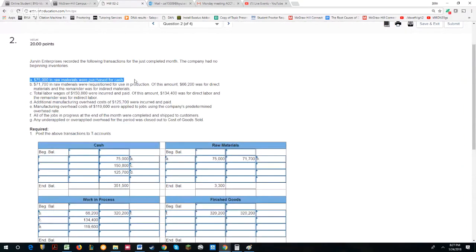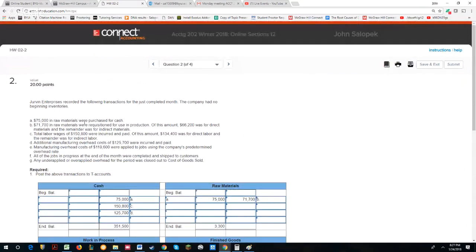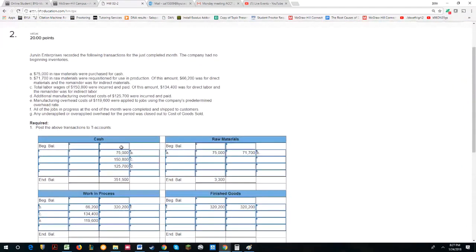I think I got most of these right here, but so for A, raw materials were purchased for cash. I took credit on the cash for $75,000, and then I debited raw materials for $75,000. Yeah, that makes sense.